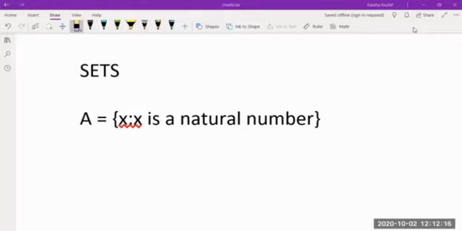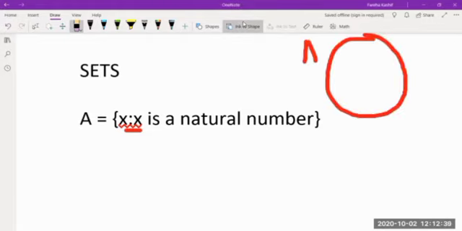If I have this set written as A is equal to {x : x is a natural number}, what do I mean by that? It means that x is a natural number. That's the simple meaning. So all the values in set A are natural numbers.